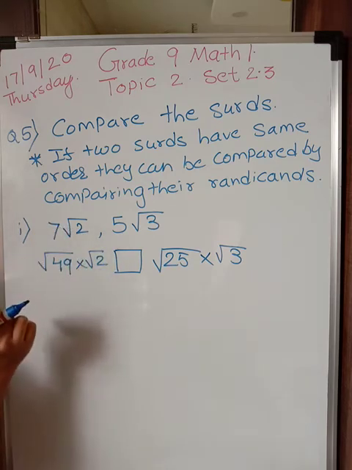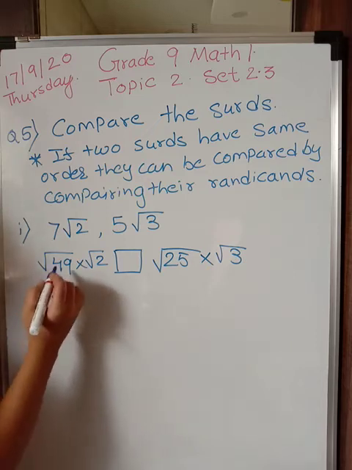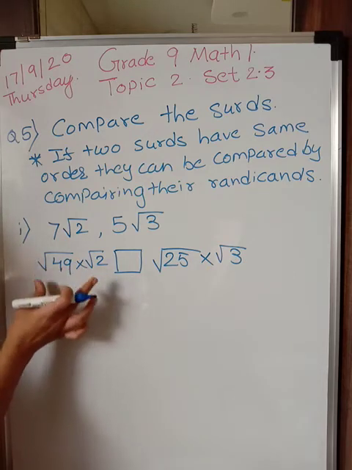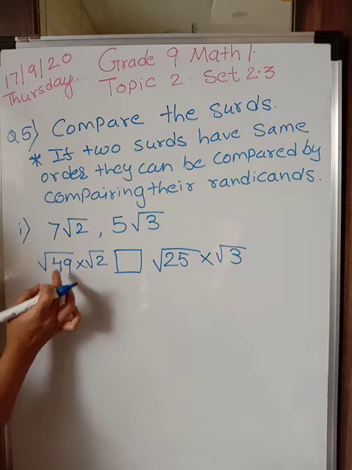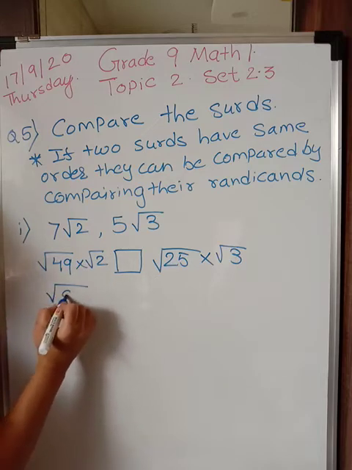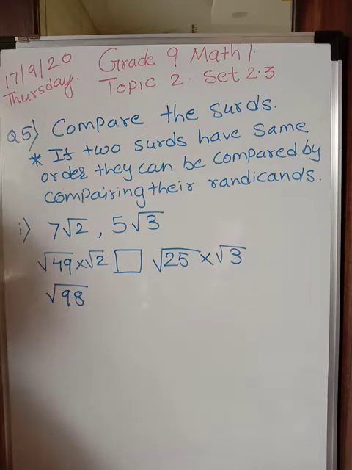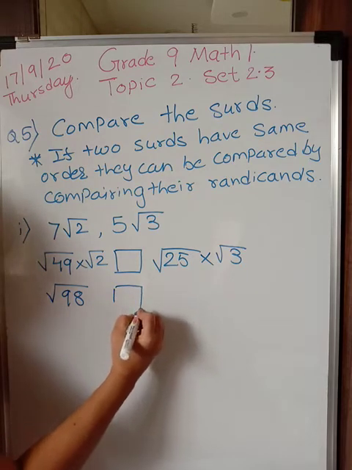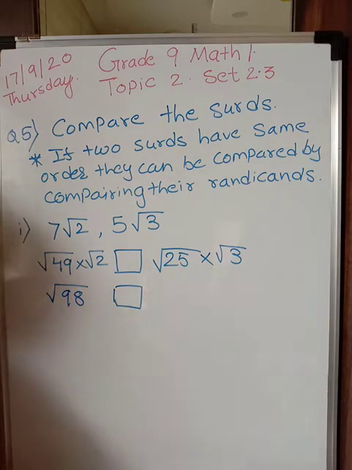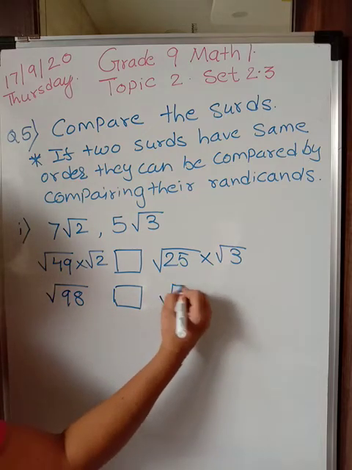Okay. Now 49 into 2, as we have in the earlier example we have split. Here we can combine them. 49 into 2 is this will be root 98. Everybody agrees with this? So this is root 98 and this will be 25 into 3 is 75. So we can write this as root 75.